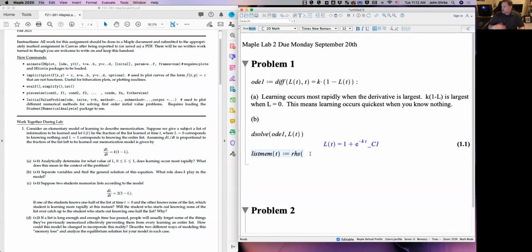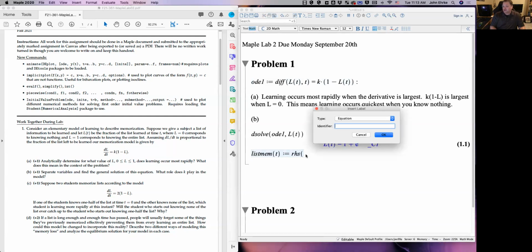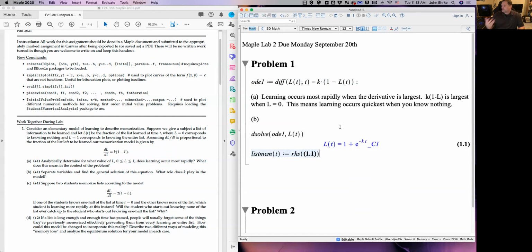So I could take the right-hand side of, and you see how this is labeled with equation 1.1? You can actually use that to reference this output. So the way that you do labels in Maple is you hit Command L if you're on a Mac or Control L if you're on a PC. And then it asks for the identifier, and the identifier is the label number. So I want the right-hand side of 1.1, and now that's saved to the list.